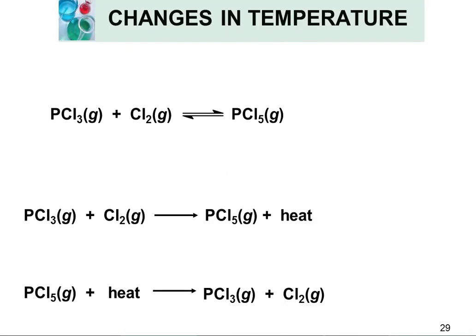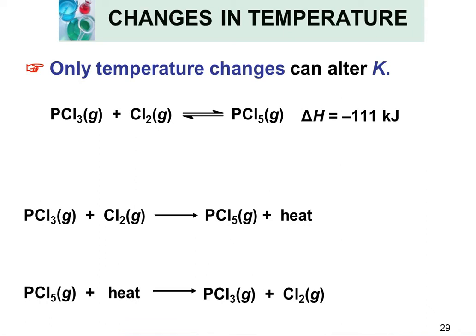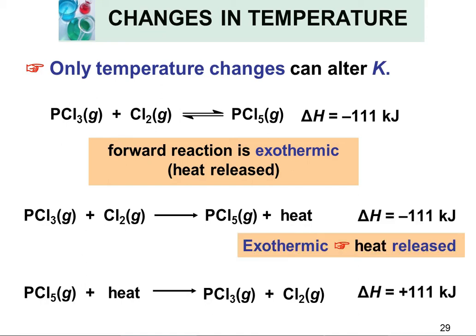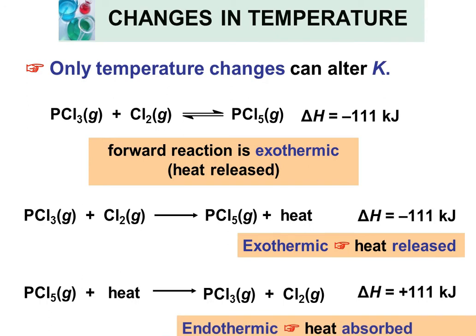Change in temperature. Only temperature change can alter K, the equilibrium constant. The forward reaction is an exothermic reaction, so heat is released in this reaction. For an exothermic reaction, heat is a product. And for an endothermic reaction, heat is a reactant.